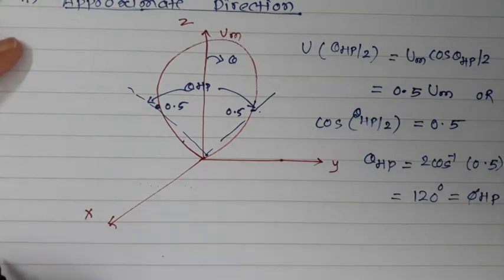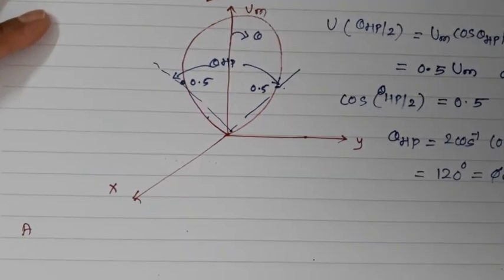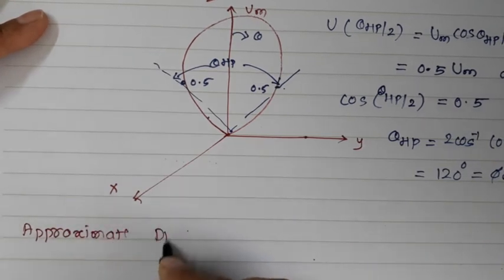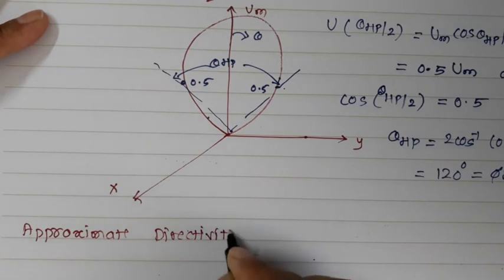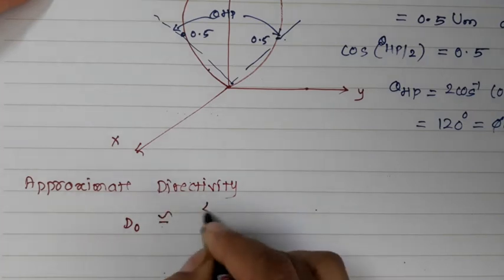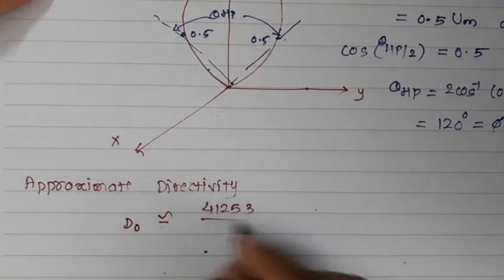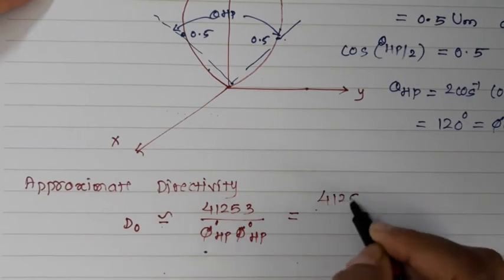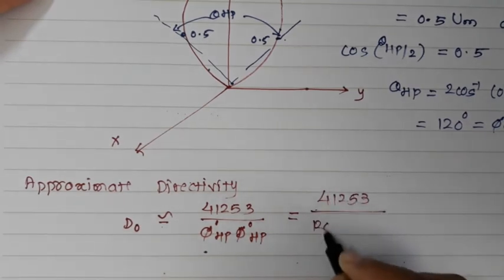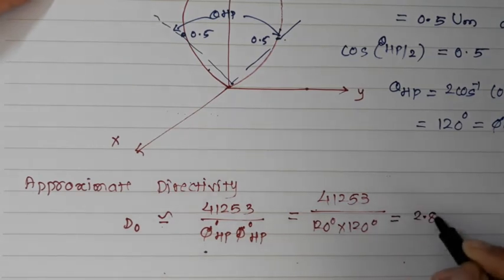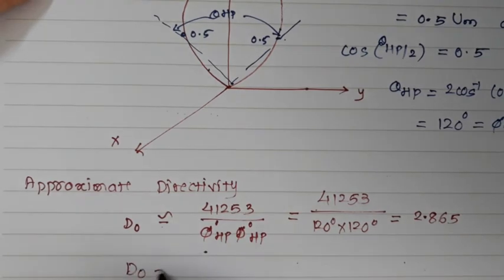Now let us talk about the approximate directivity, as we have found the half power beamwidth. Approximate directivity can be calculated by using this formula, which you have already gone through. So D0 is 41253 divided by theta HP into phi HP. This is nothing but 41253 divided by 120 degree into 120 degree, which comes out to be 2.865.